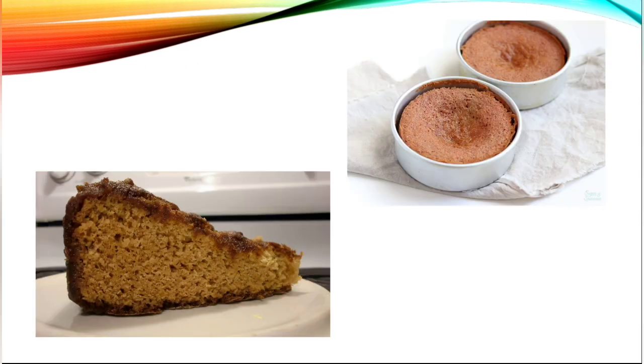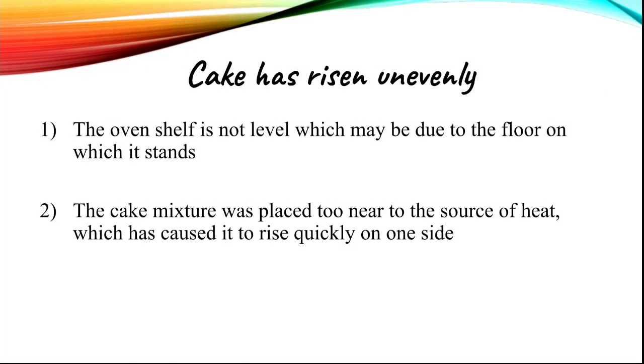So let us look at some visual representations of cakes that have sunken in the middle. The first image you're seeing is an overview, and the second image is from a side view. So you can clearly see that there is a high rise toward the edge of the cake and in the middle it is sunken.